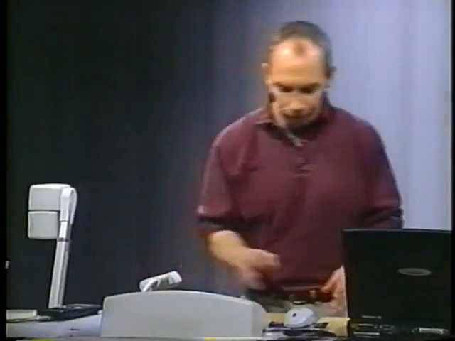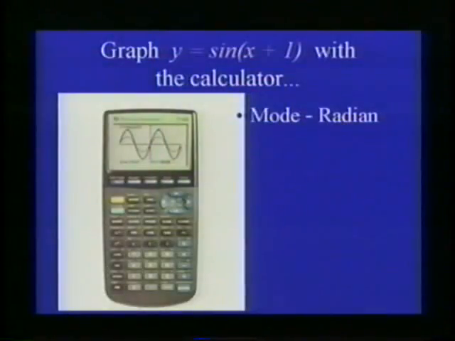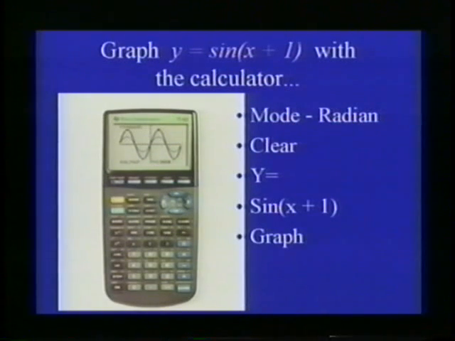I'll clear out. Okay, what are the steps? We'll go to full view. You want to get your mode, make sure you're in Radian mode, and then come out with a clear. Type your y equals button, sine of x plus 1. Don't forget your parentheses. You'll have the sine button, the x button, the plus 1 in the parentheses. Then tell it to graph.